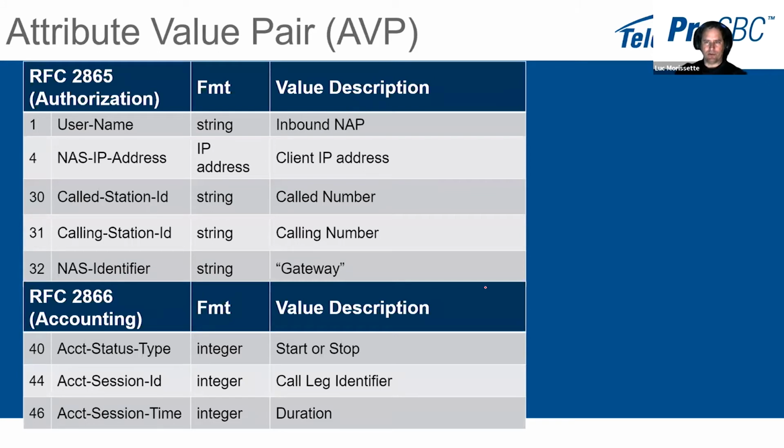So if I show you quickly the attributes that are in each of those RFCs, I think I showed you those ones already, like the called station ID, which we mark as the called number, and the calling station ID as the calling number. So these are standard authorization requests for radius. And then for accounting, we use those ones. Accounting status type, start or stop. Accounting session ID, we use the call leg identifier here. And accounting session time, we use the duration of the call in this parameter.